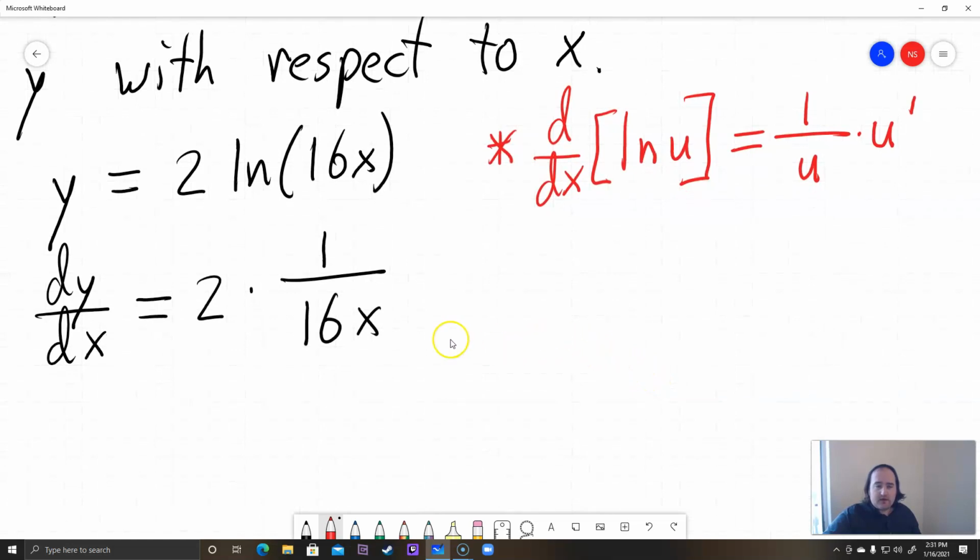Here our u is actually going to be the 16x. This is u. So we got 1 over u there, and then we have to multiply times u prime. What is the derivative of u? Well, the derivative of 16x is just 16. Because remember, the derivative of a constant times just the variable by itself, the variable goes away, and you just get the constant. So this is going to be times 16.